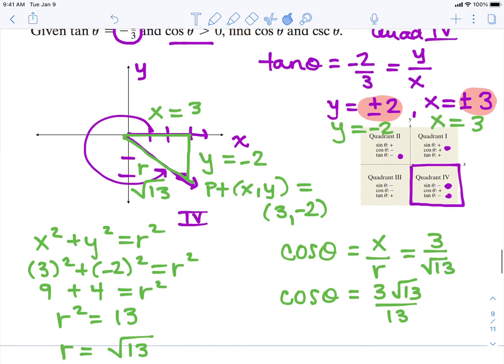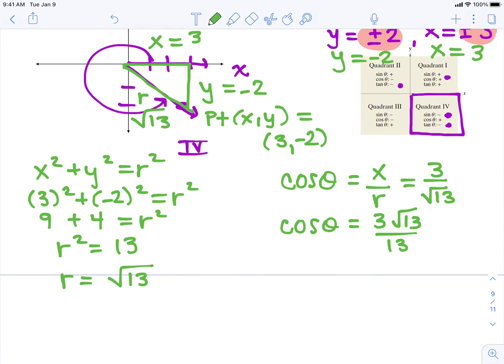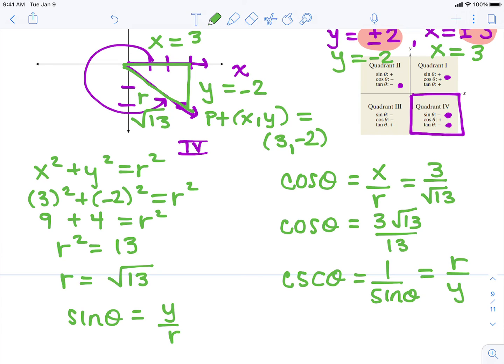The last piece says find the cosecant. The cosecant is the reciprocal of the sine. So sine is y divided by r, so then cosecant would be r over y. So the radius was square root of 13, and y was negative 2. So there's the exact value for the cosecant of that angle theta.